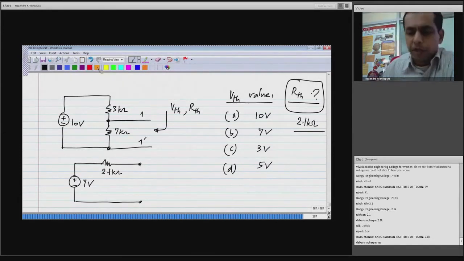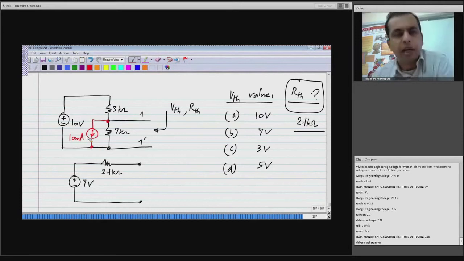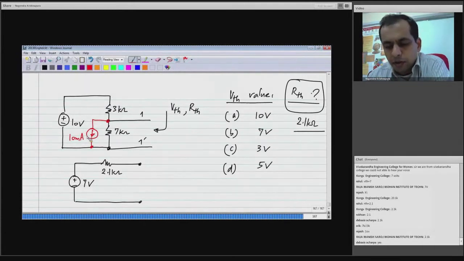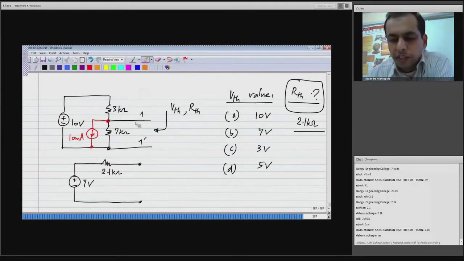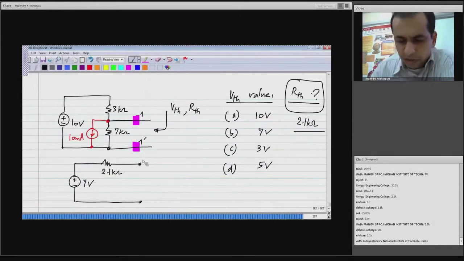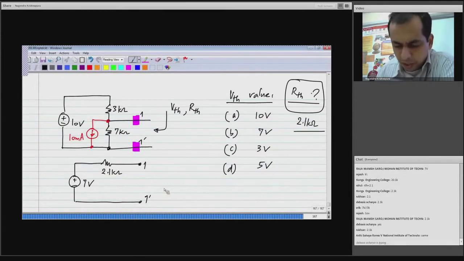So now let me make the circuit more complicated. I will add a 10 milliamp current source as shown in red. Okay. So now we want to find, of course, according to Thevenin's theorem, at 1 prime. Oh, by the way, I should have marked the terminals here. This is 1 and 1 prime.